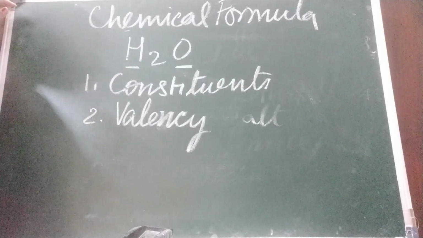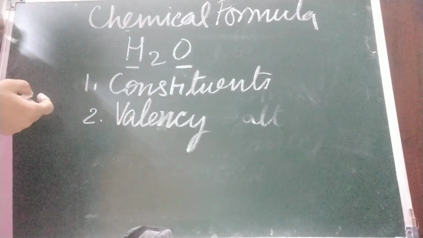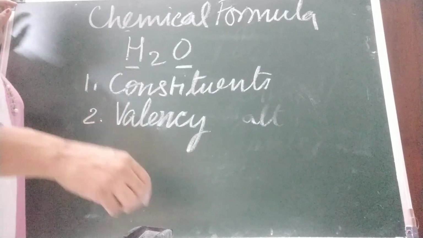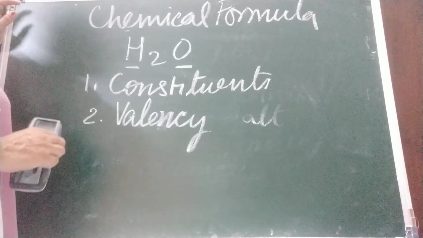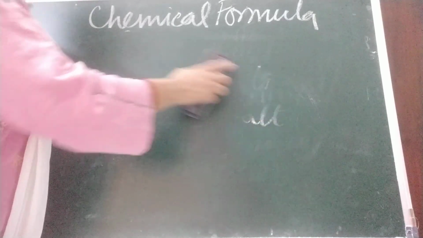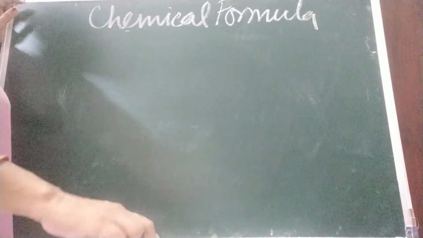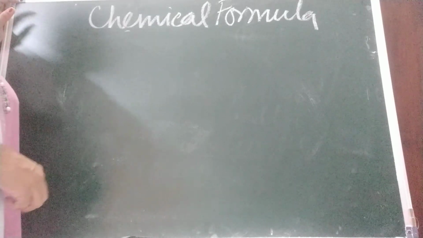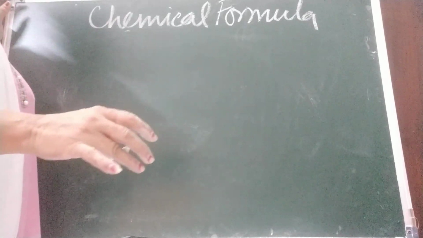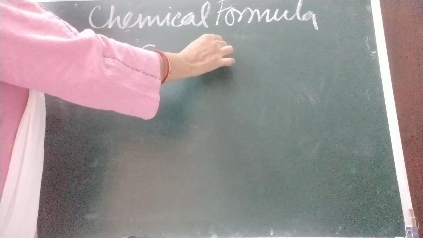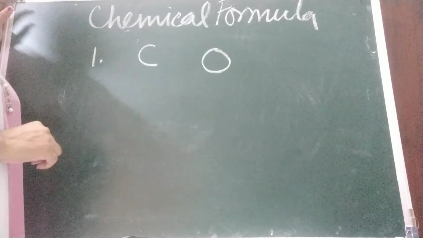Constituents you can come to know by learning the table of symbols. Second, table 4.4 is given. In that, the valency of certain elements is given. So you learn that also. If you learn both things, then it is very easy for you to make the formula. I am going to tell you how to make the formula. There are simple steps. Suppose we are making carbon dioxide. The first step is we write down the constituents.